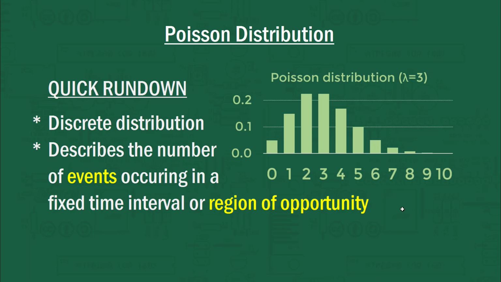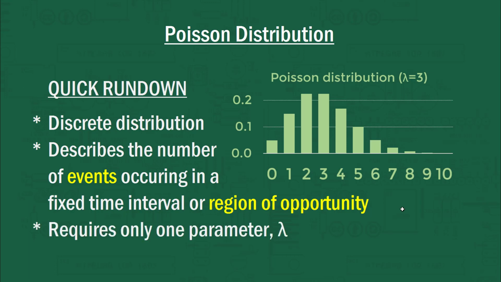The next feature about the distribution is that it requires only one parameter, which is the expected number of events per time interval, lambda. So in this case, I've put a distribution here with lambda equaling 3, so maybe that's 3 customers every hour or whatever.